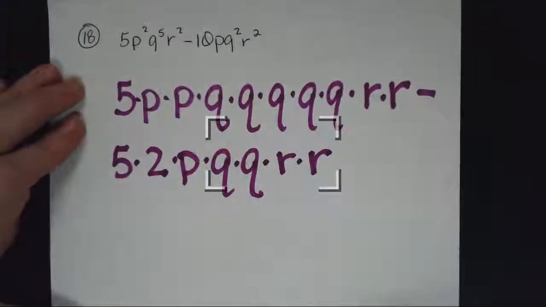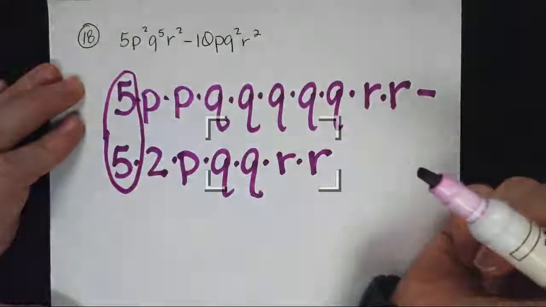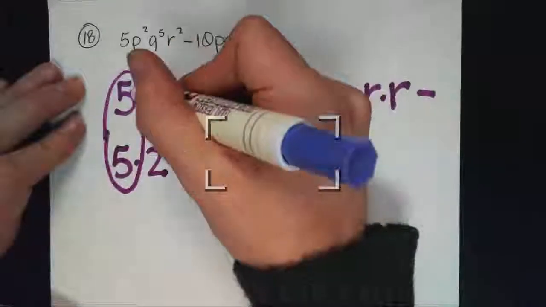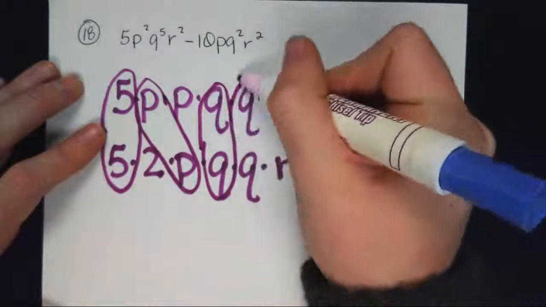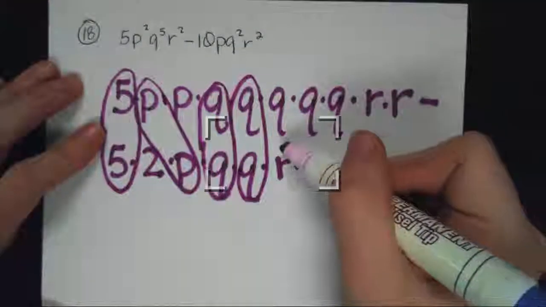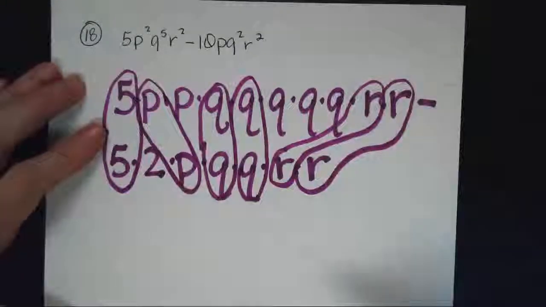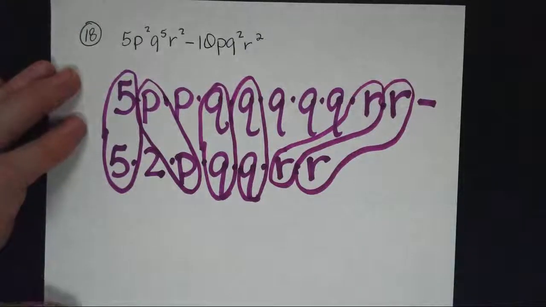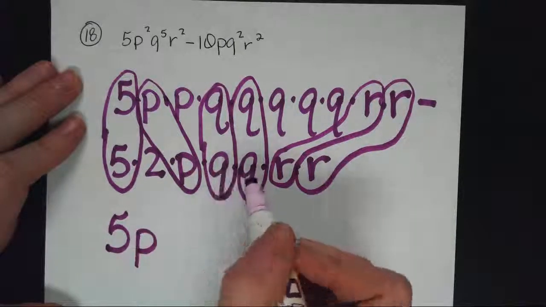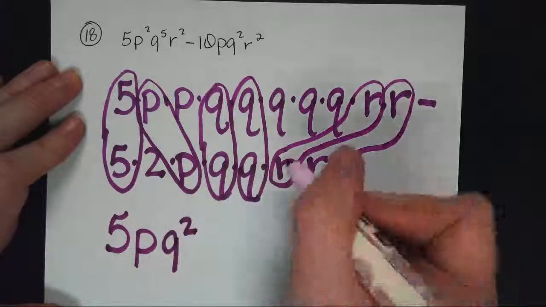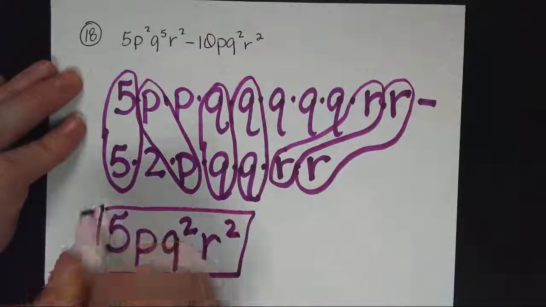Now, since we're looking for the greatest common factor, we just find what they have in common. So they've got a 5 right there. They have a p right there. They've got 2 q's. And they've got 2 r's. So our greatest common factor here is the product of what they have in common. So 5, p, q times q, which is q squared, and r times r, which is r squared. And this is our greatest common factor.